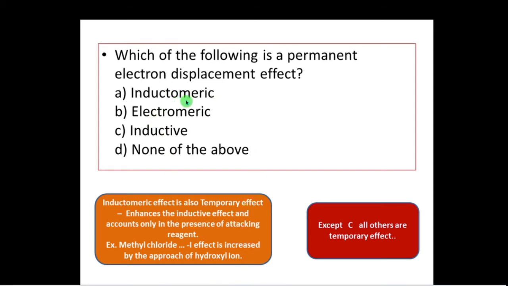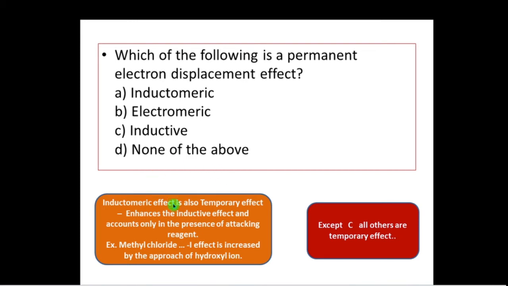The inductomeric effect is nothing but a temporary effect, which enhances the inductive effect and operates only in the presence of an attacking reagent, just like our electromeric effect. So it favors the inductive effect, and that is why it is called the inductomeric effect. An example is methyl chloride. In methyl chloride the minus effect is increased by the approach of the hydroxyl ion.